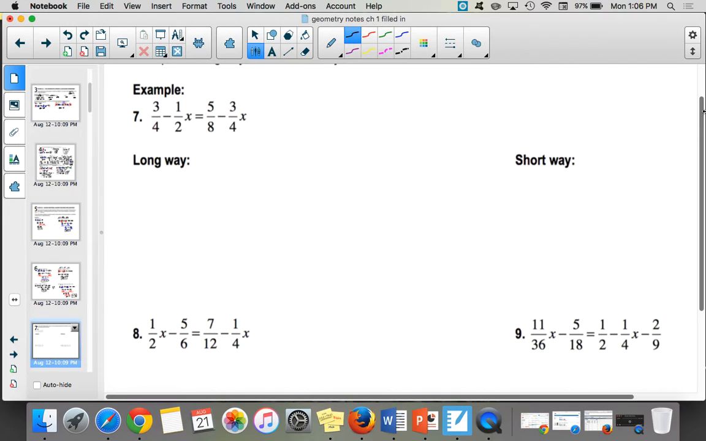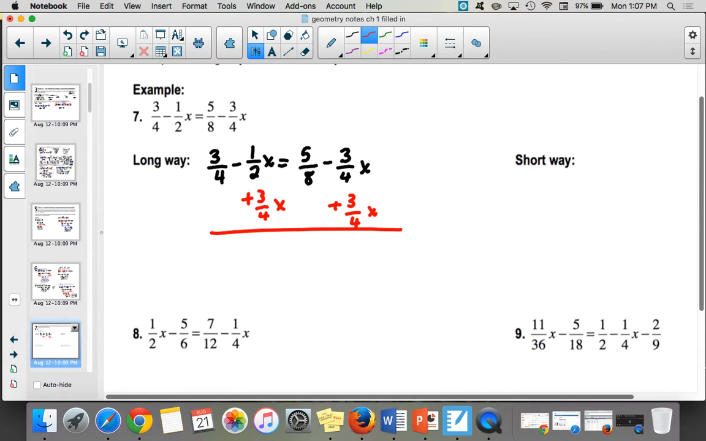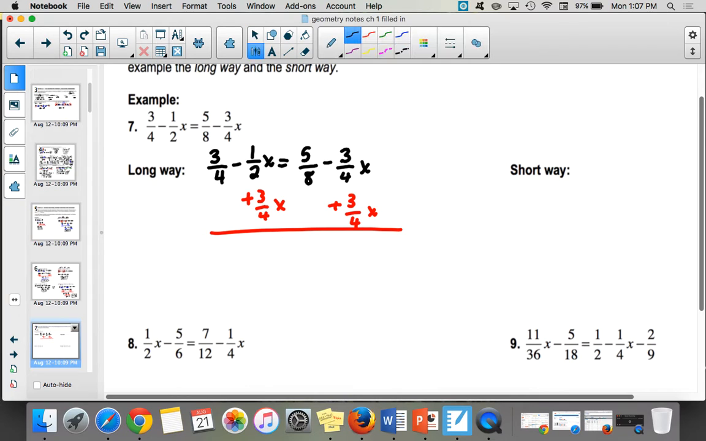Let's see. Okay, so the long way is to keep those all as fractions. So we're going to combine our x's. Let me rewrite my problem here. Let's say I want to add 3/4 x to both sides. So I add 3/4 x, I add 3/4 x. Do you know what negative 1/2 plus 3/4 is? 1/4, is that what I heard? Yeah, negative 0.5 plus 0.75 would be 0.25. Okay, so I get positive 1/4 x equals 5/8.